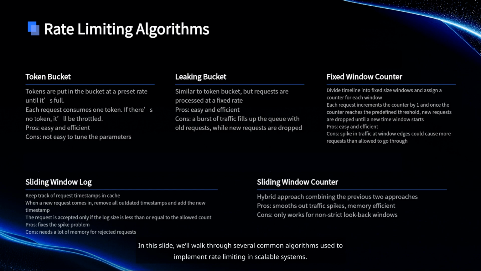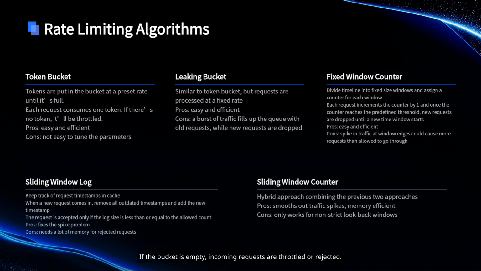In this slide, we'll walk through several common algorithms used to implement rate limiting in scalable systems. Each of these has its own trade-offs in terms of simplicity, burst handling, memory usage, and latency. 1. Token bucket. The token bucket algorithm allows for flexible traffic handling. Imagine a bucket that gets filled with tokens at a steady rate. Each request consumes one token. If the bucket is empty, incoming requests are throttled or rejected.